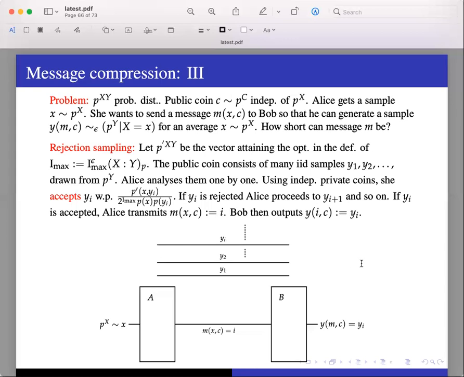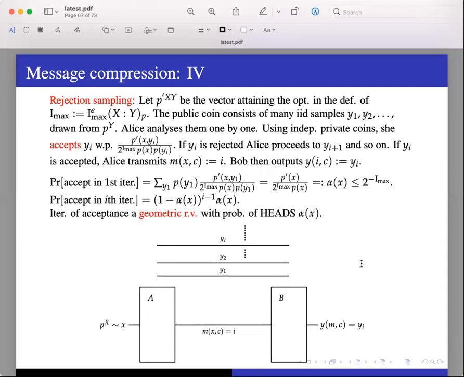Okay. So let's analyze this algorithm. Many of you may have already seen rejection sampling, so this analysis will not be new to you, but anyway, we'll just do it with our notation for completeness. So what is the probability that Alice accepts in the first iteration? She accepts the first sample. So the first sample Y1 is generated according to the marginal PY. This is the probability of acceptance. So we evaluate it and get this quantity. And let's give a name to this, alpha of X.